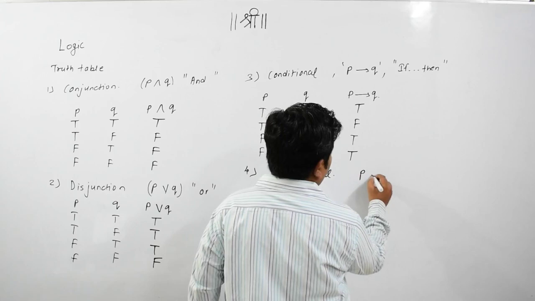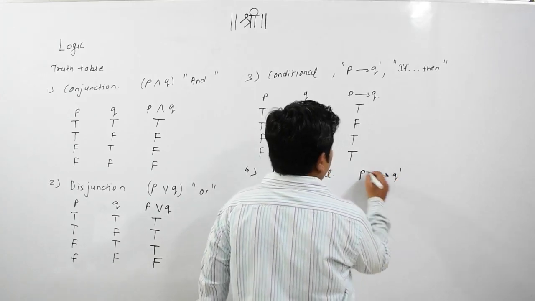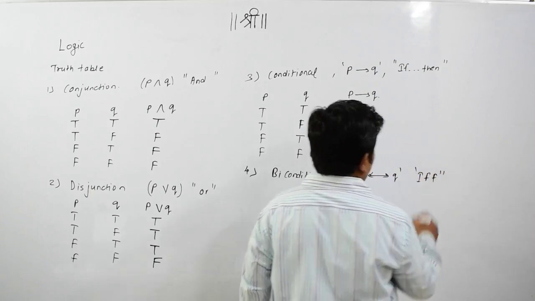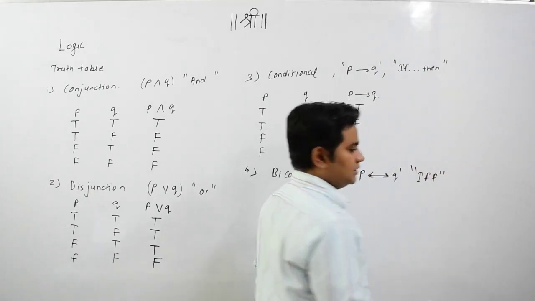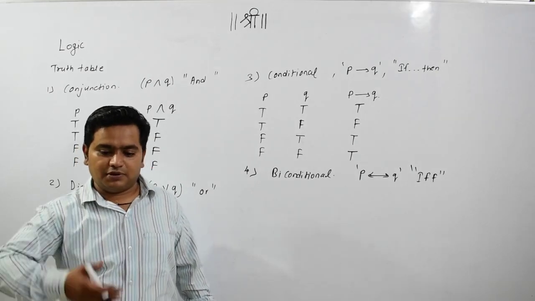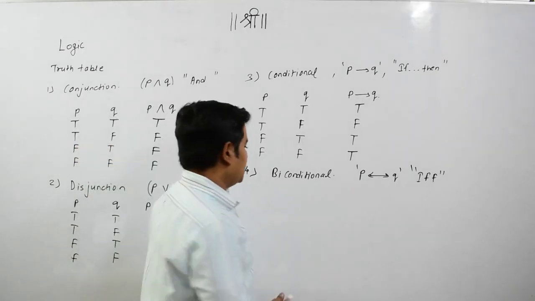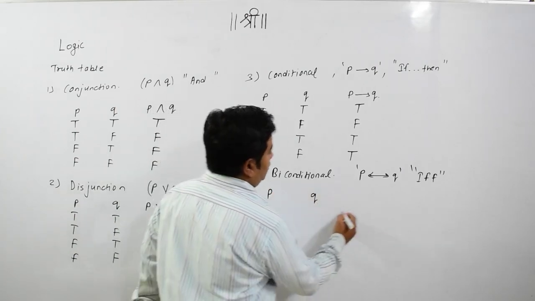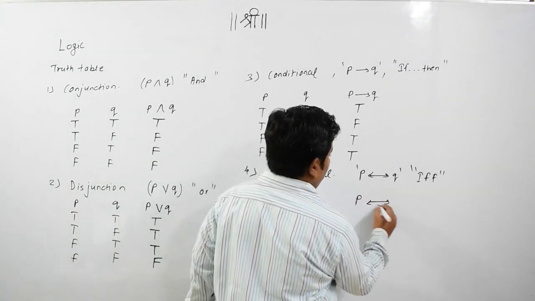Biconditional says something like this: P implies Q, and if and only if. It's not if-then, it's if and only if. If P is happening, Q is happening. If Q is happening, P is happening. I will give one different and awkward example. Okay, not that awkward.